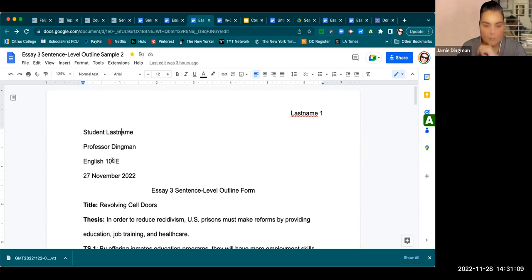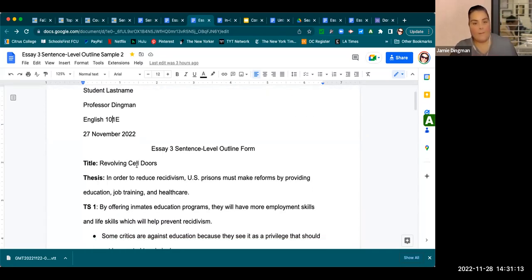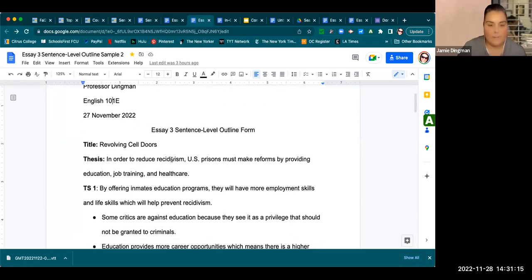Still put everything in MLA. That didn't go away. If anything, by this point, it should be perfect. Here's their title, Revolving Cell Doors. I like that. Revolving doors, but they're putting cell in there, harkening back to this fact that recidivism is a huge problem. Our prisons have revolving doors. So I like that. Here's their thesis.